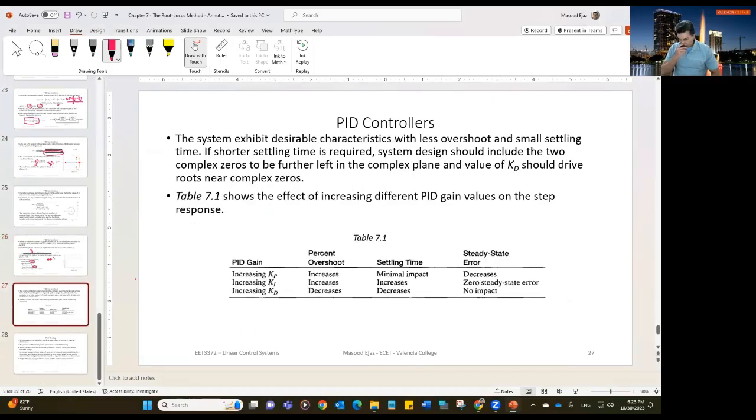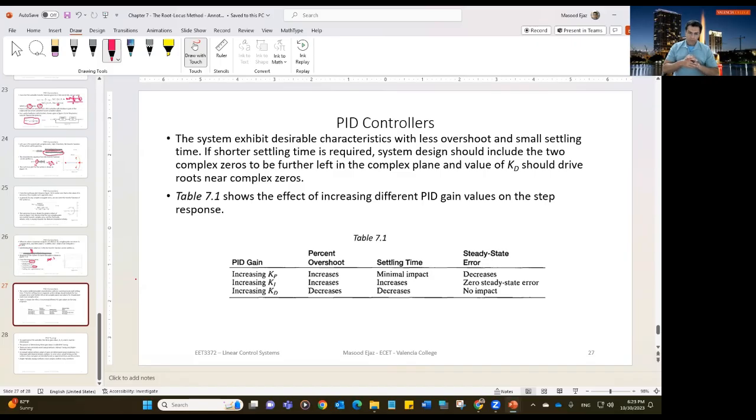And a couple more slides to just discuss. The system exhibits desirable characteristics with less overshoot and small settling time. If an even smaller settling time is required, the system design should include the two complex zeros further left in the complex plane, and the value of Kt should drive the roots near the complex zeros.